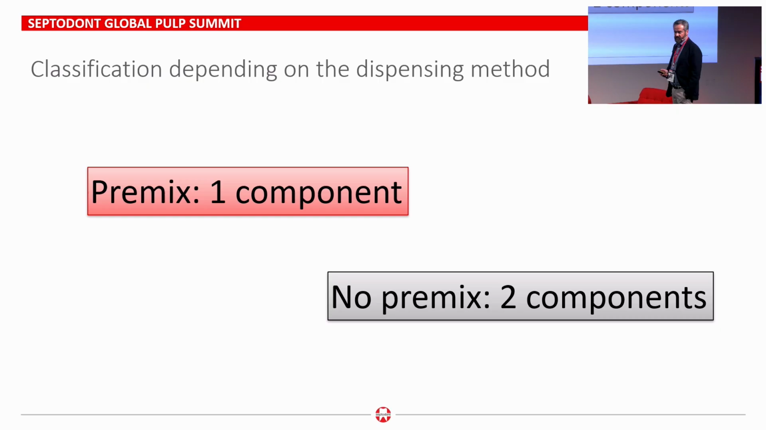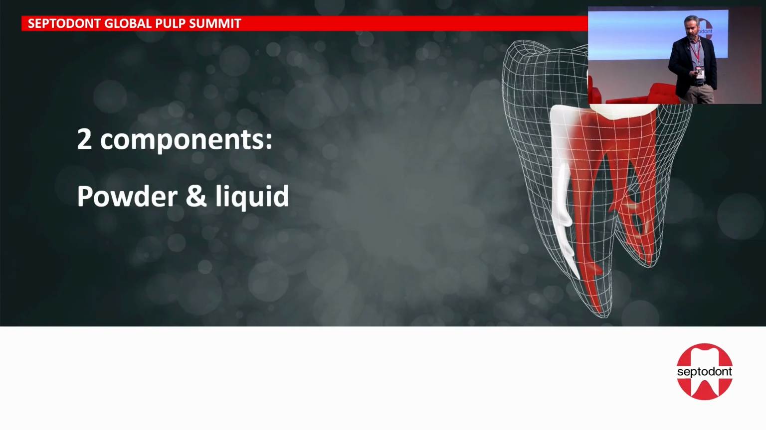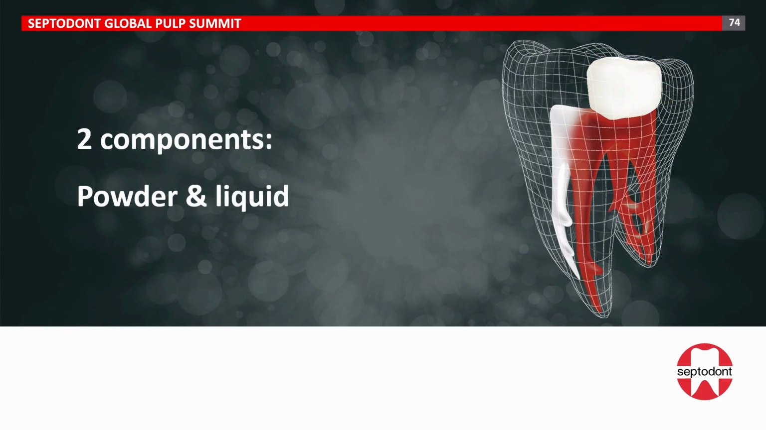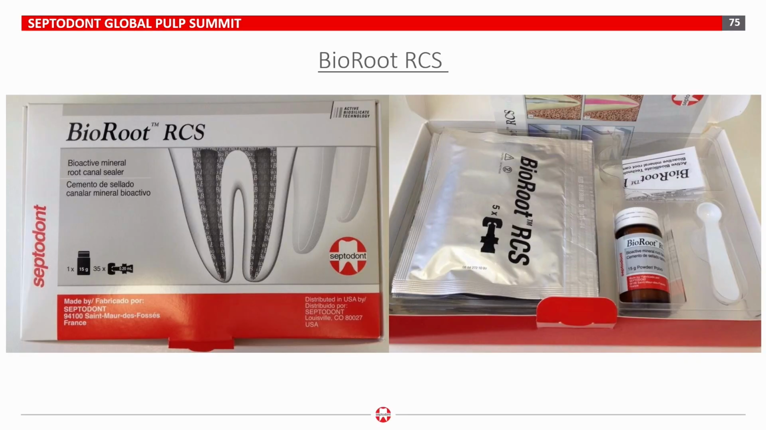If we classify these materials depending on the dispensing method, we have two types. One component, which is the premix, the cold premix one, and the two components material, which is no premix. In the two components, we have a powder and a liquid. And we have a lot of experience with BioRoot, which was launched in 2015. So we have years of using it.